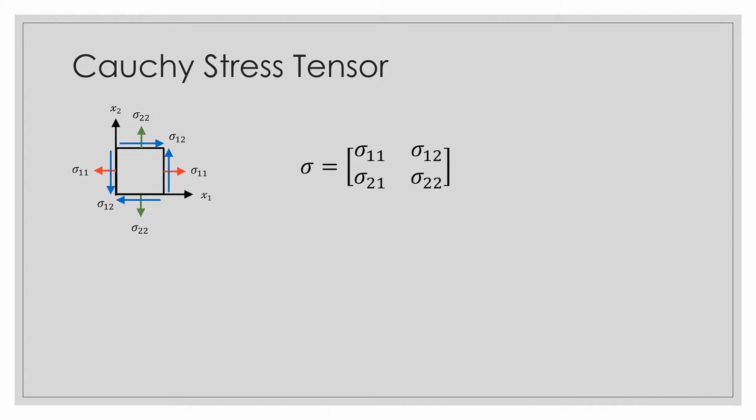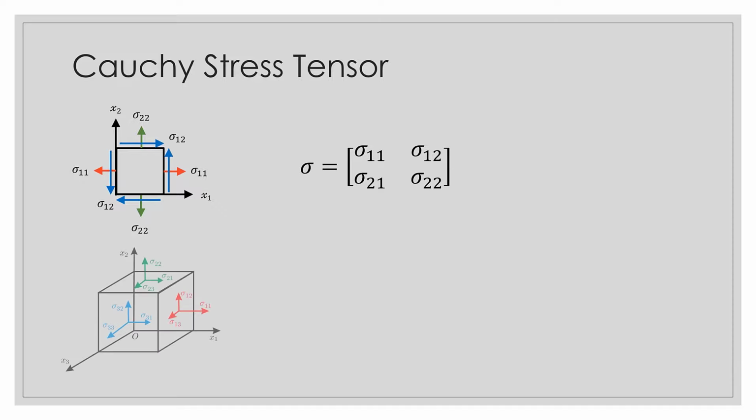In the horizontal direction, those normal stresses are sigma 1,1. In the vertical direction, the x2 direction, those would be sigma 2,2. And of course, the off-diagonal components, sigma 1,2 and sigma 2,1, are the shears. So I look at the shears on each one of the faces.